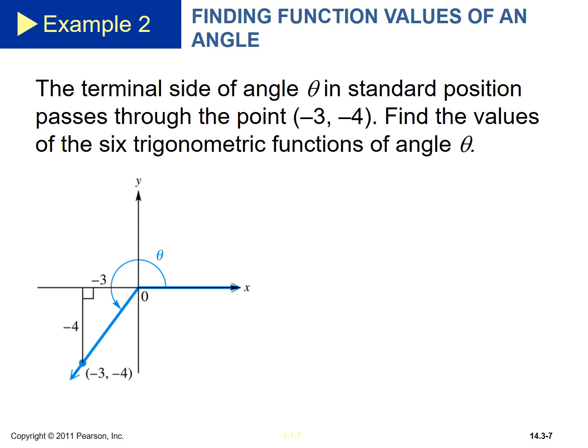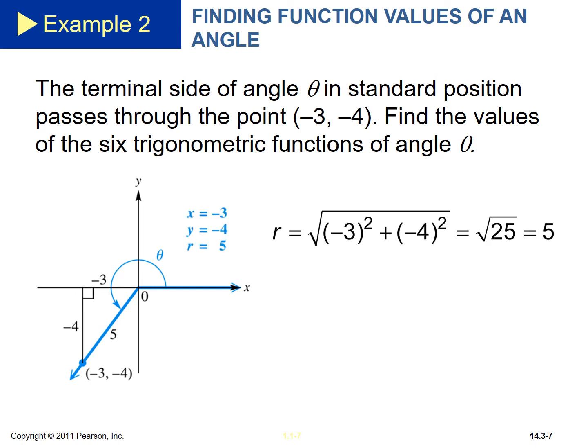All right, let's take a look at a different one with negative values. So, terminal side of theta in standard position passes through the point -3, 4. Find the values of the 6 trig functions of angle theta. So, here we go. This angle, first thing we're going to do, this is a 3, 4, 5 right triangle, right? -3 squared plus -4 squared is equal to 25, which is the square root of 25 is 5.